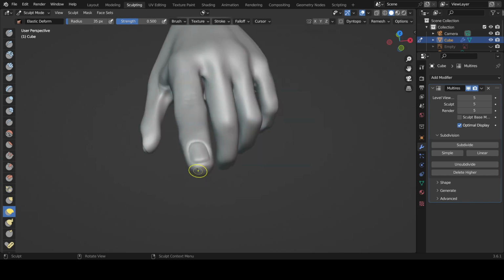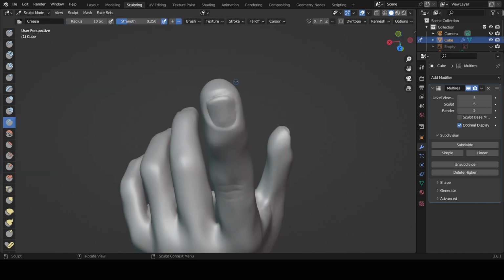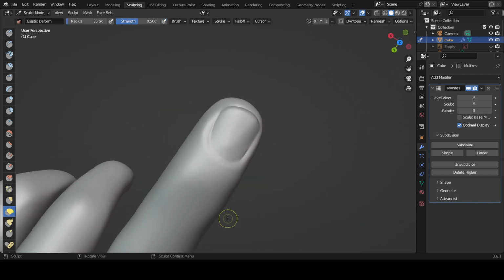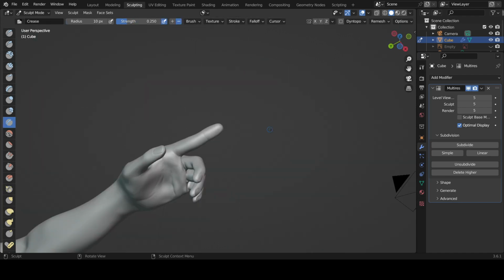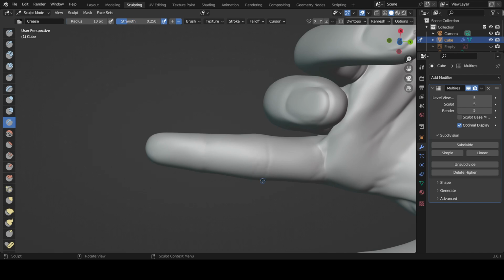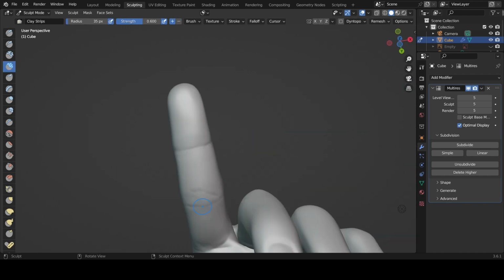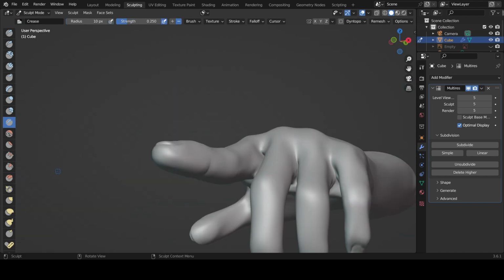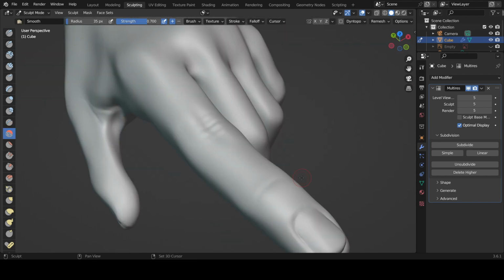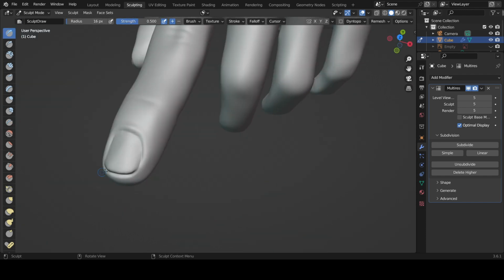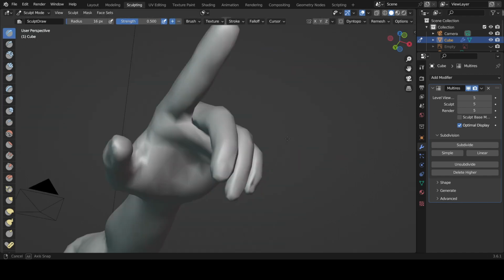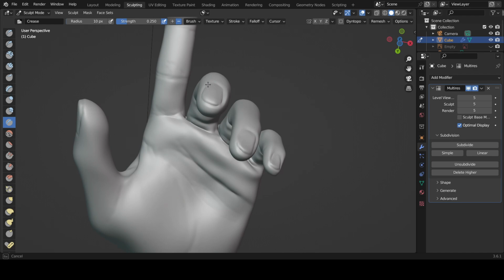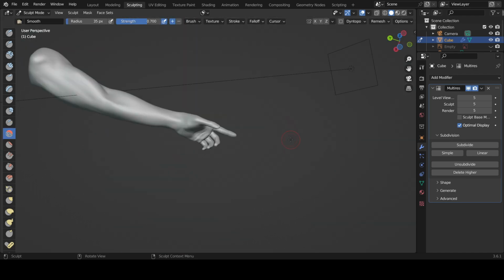So yeah, I'll leave you to follow along in peace while I play a track over the sculpting. If you're following along, you can always slow down the video in the bottom right corner and see what I'm doing more closely. But yeah, enjoy.